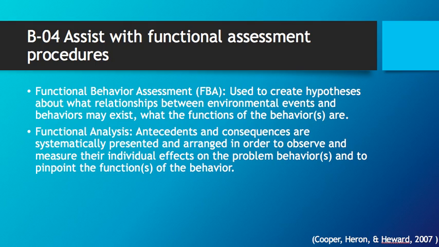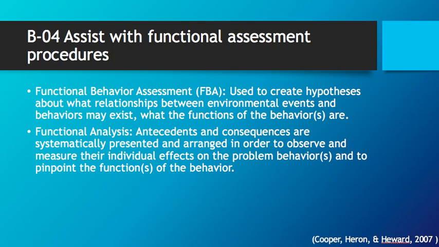The last area under the RBT task list assessment section is assisting with functional assessment procedures. We use functional assessment procedures in order to identify the function or functions of maladaptive behaviors by identifying what the reinforcing contingencies are that are maintaining the target behavior.